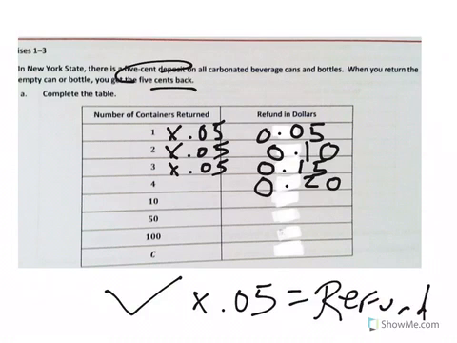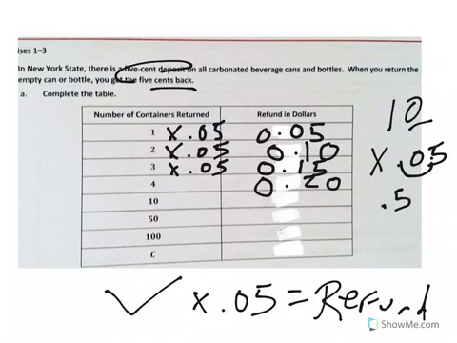So, following the same pattern, we're looking at 10 times 0.05. I know that if I'm going to multiply by 10, I've got to move my decimal 1 place, right? 1 decimal move. So we end up with 0.5, which you can add a 0 after, right? So it's 50 cents.